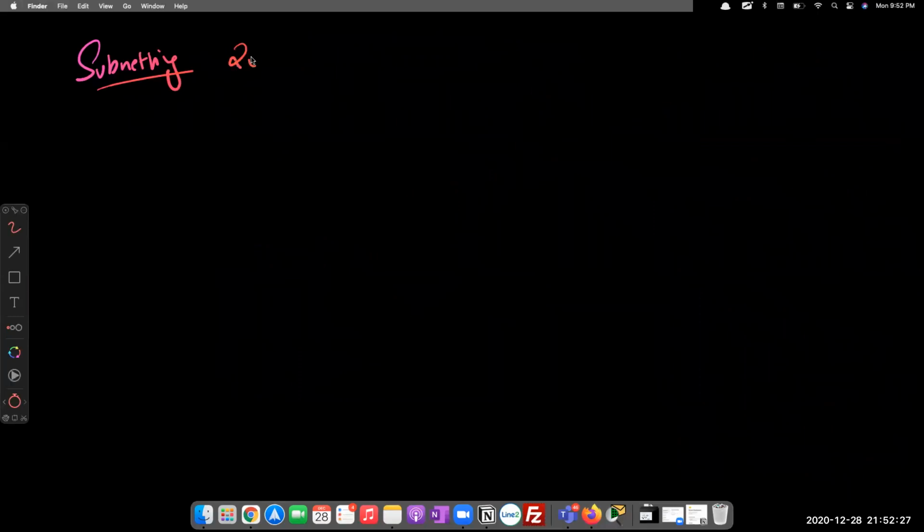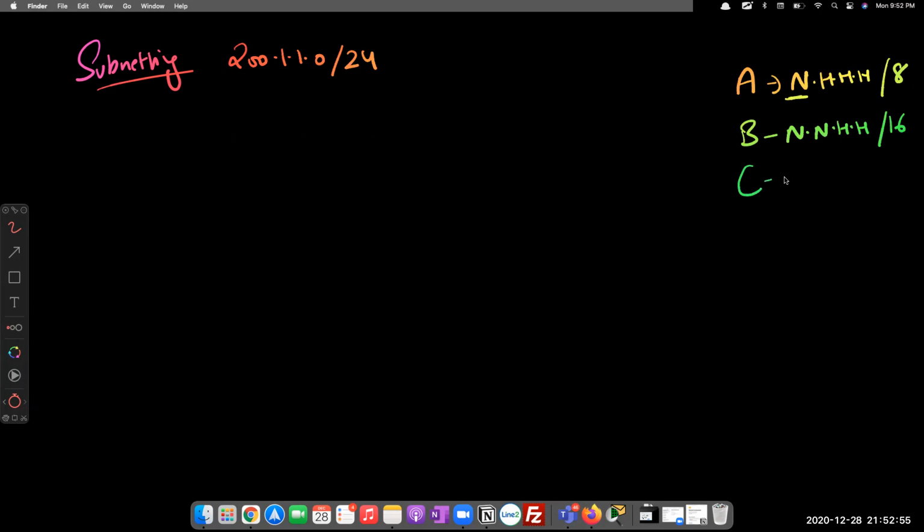Let's take an example: 200.1.1.0, and this is a class C. So we always say slash 24. What is this 24? This is known as the slash value. In class A, how many network parts do we have? One. So this is known as /8 because it represents 8 network bits. In B we have 2, so this is the reason we say 16. And in C we have 3 network parts, and 8+8+8 is 24. So this is the reason I have written 24 here.